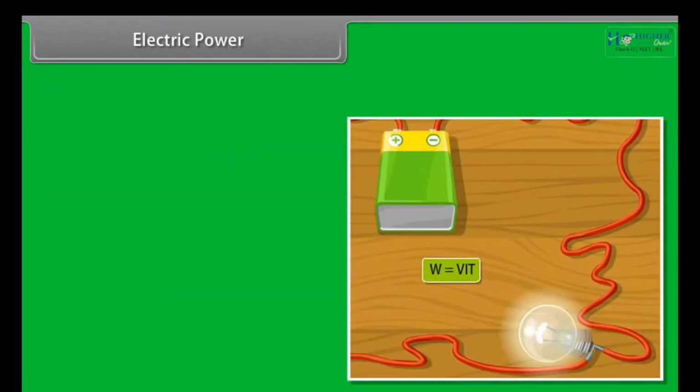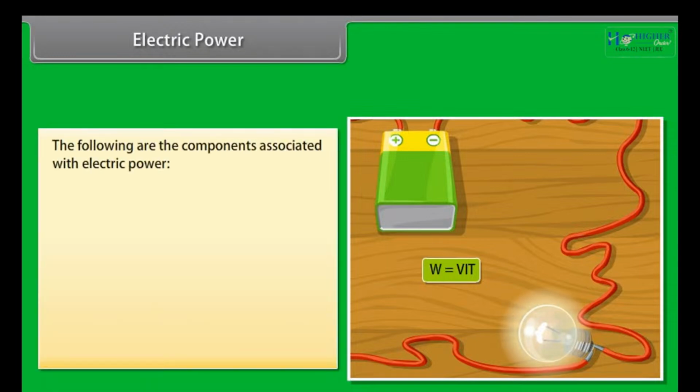Electric power. Electric power is the rate at which electric charge is transferred by an electric circuit. This is commonly known as electric power. The following are the components associated with electric power.